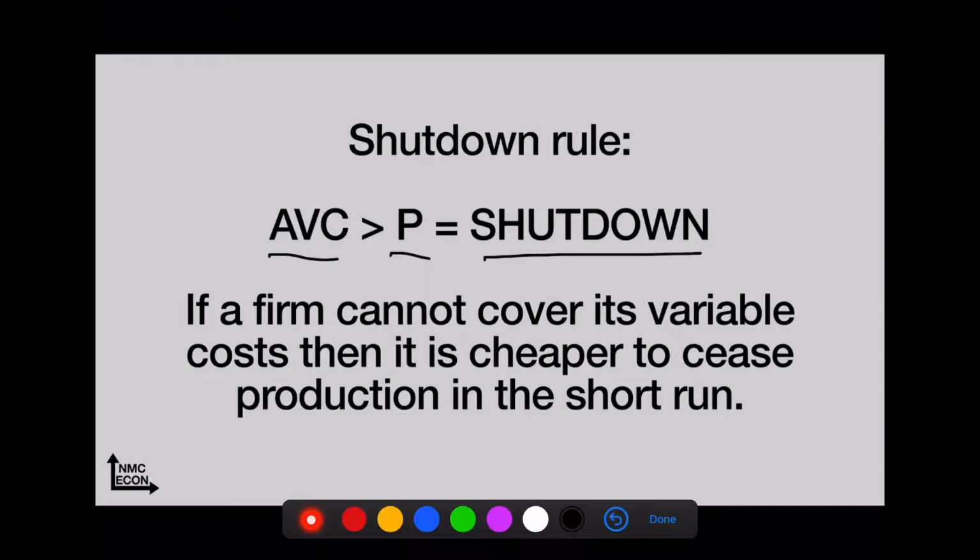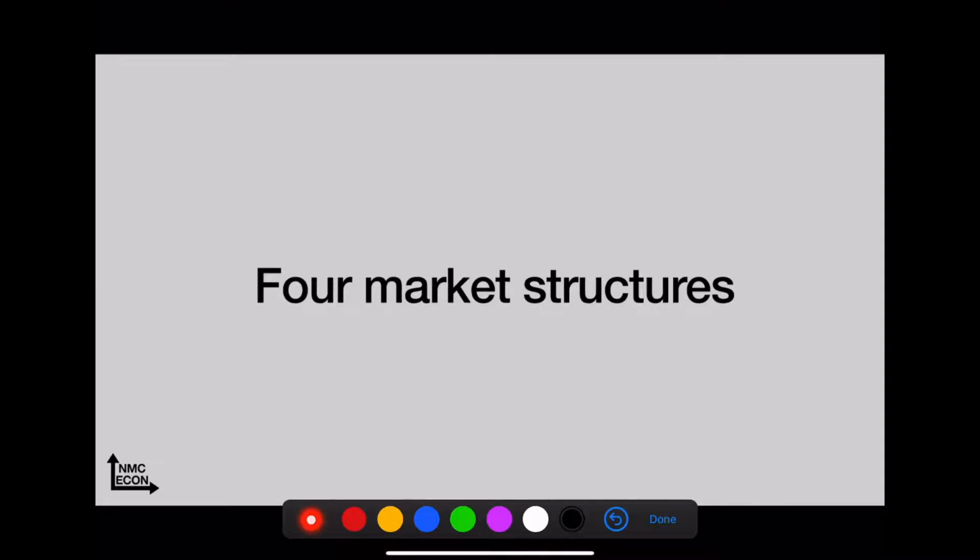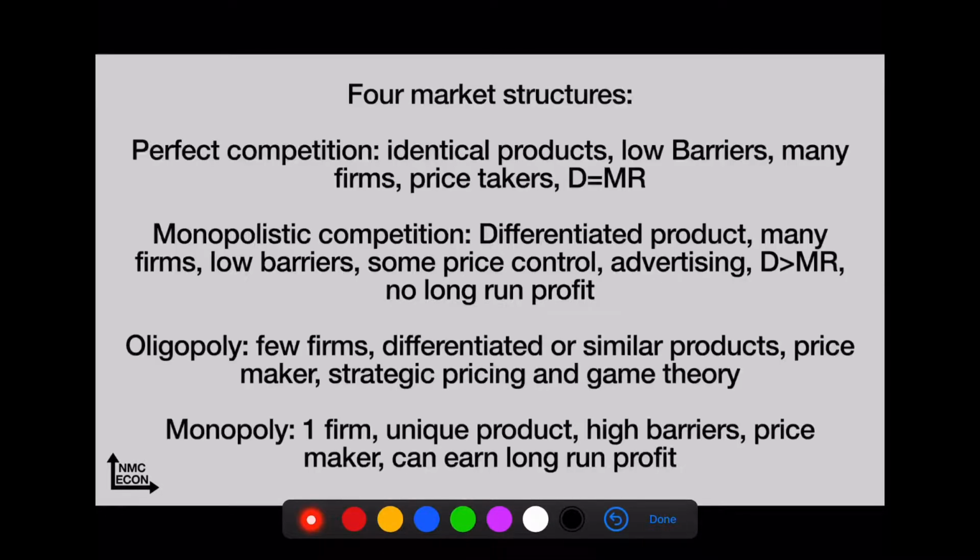This doesn't mean go out of business, but it does mean you should not produce things. You should cease production in the short run because you'll actually save money. Four market structures. Now, in this unit, you only have to know perfect competition, but I put the rest down below. You might want to write those down for later.